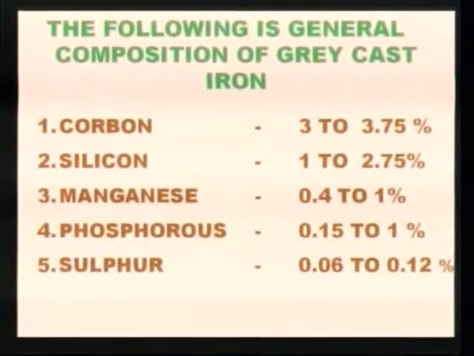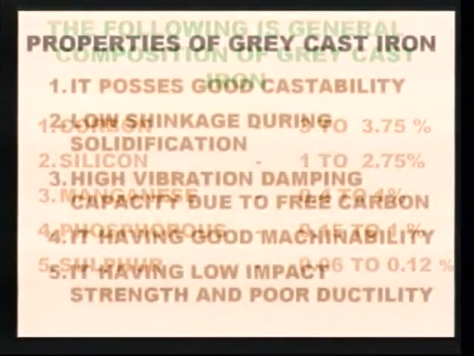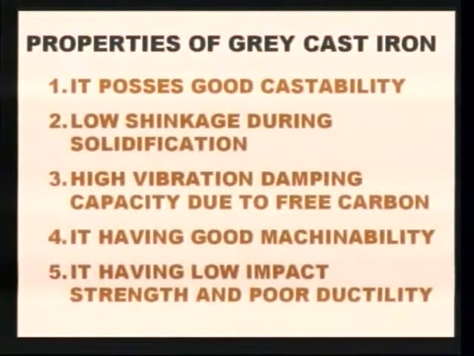Carbon from 3 to 3.75%, silicon 1 to 2.75%, manganese 0.4 to 1%, phosphorus 0.15 to 1%, and sulfur is from 0.06 to 0.12%. Now we will see what are the properties of gray cast iron.